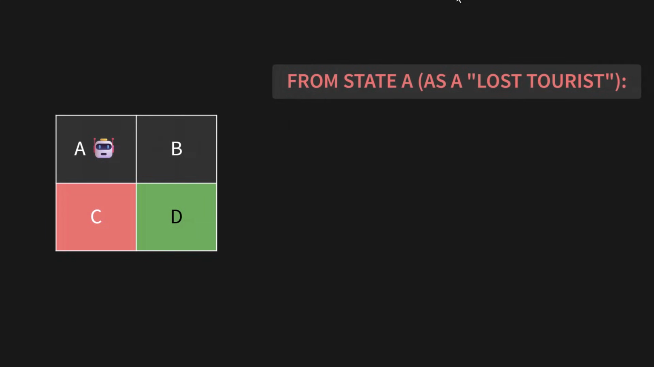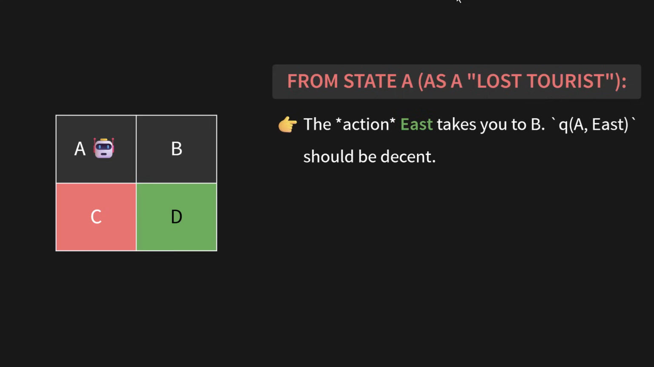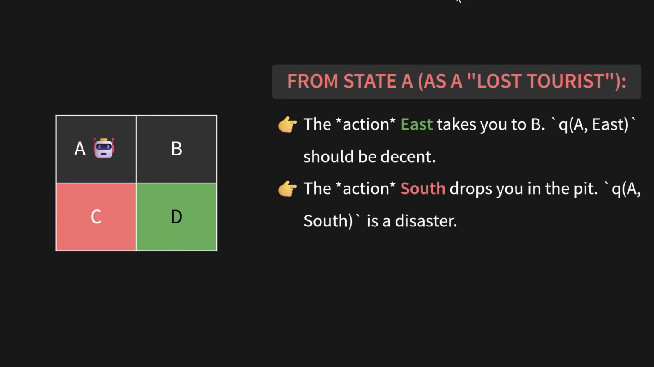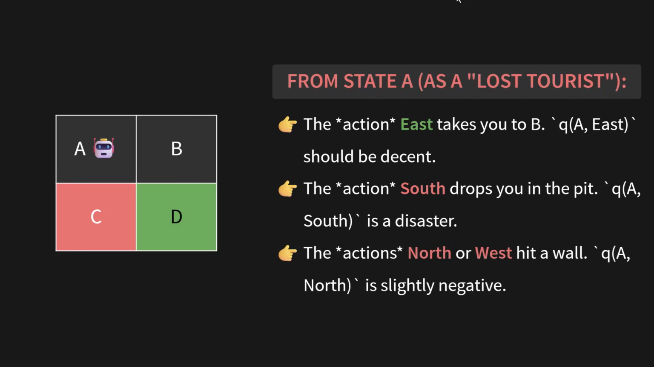Let's go back to state A and pretend we're that stupid lost tourist. Even with a random policy, some moves are clearly better than others. Check out the diagram. The action to go east from A seems pretty good. It takes you to B, which is closer to the goal. So the Q value for A, east should be decent. But the action to go south from A, that's a disaster. It drops you right into the pit. The Q value for A, south should be massively negative. And what about going north or west from A? You just hit a wall, pay the -1 tax, and end up right back where you started. So those Q values should be slightly negative.